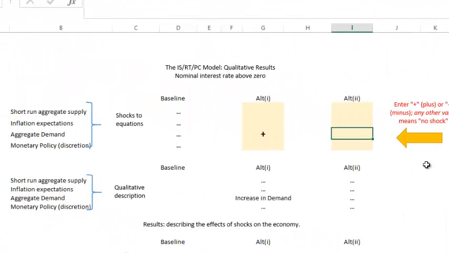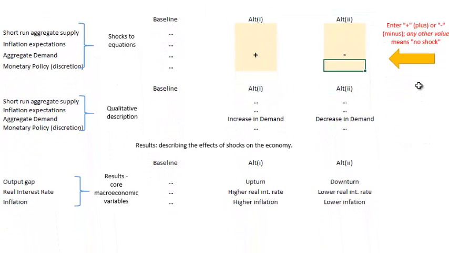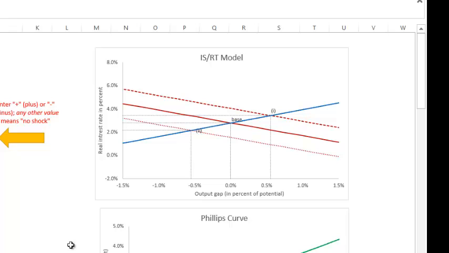Now, under alternative 2, there's an autonomous decrease to aggregate demand. The government has chosen to spend less, perhaps because it needs to tighten its belt. In our table that describes the results, you can see that both the output gap and the inflation rate have fallen. But the central bank has reduced real interest rates in order to keep output and inflation from falling too much. We can see that result over here in the graphs.